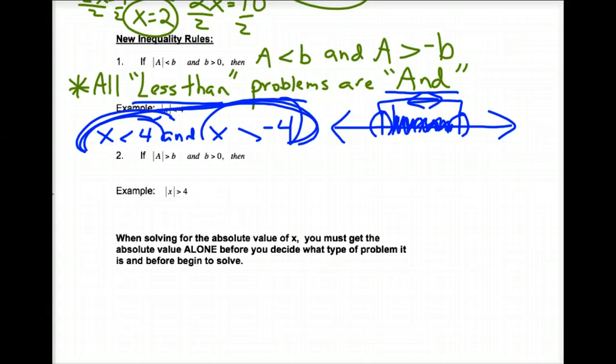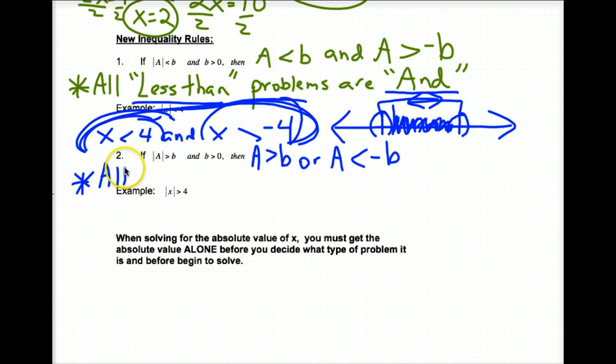Okay. Here's the deal. For all absolute values where |A| is greater than B, either A is greater than B or A is less than negative B. And we're going to put a big old star here. All, that's what I'm going to explain.